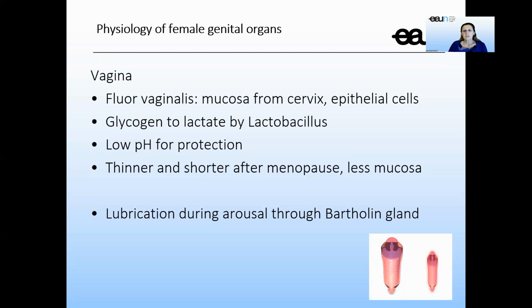As we know, the vagina gets shorter after menopause, and the mucosa is getting less, and therefore it's getting shorter and thinner.